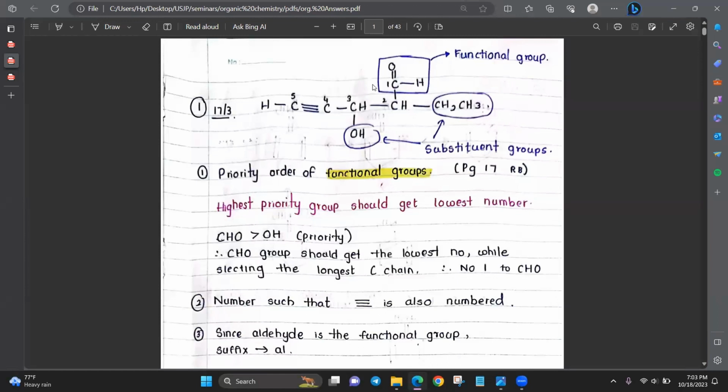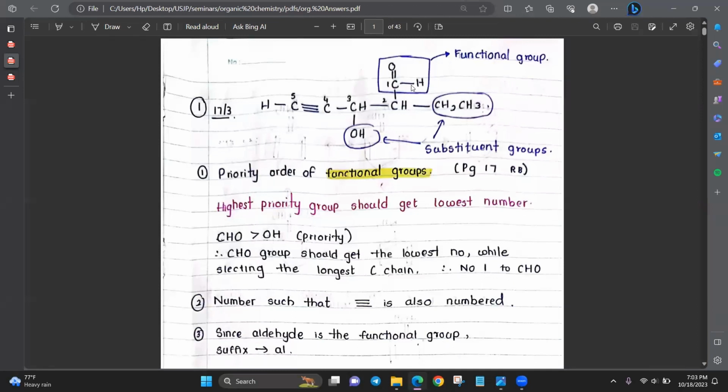Now, what is a functional group? Functional group means these additional groups which are attached to the carbon chain. This is the carbon chain, hydrocarbon chain. So to that hydrocarbon chain, if there are additional groups attached, they can be either functional group or substituent group. Depending on the priority order, we have to understand which is our functional group and which are our substituent groups. So now let's go to the priority order.